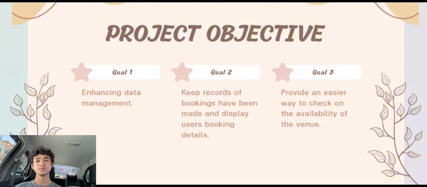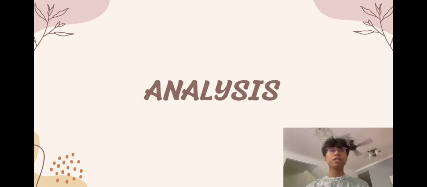Hello madam, I'm Muhammad Idan Kimi. I will be presenting the IPO, Input Process Output, model for our venue booking system. This system is designed for three types of user: student, lecturer, or staff; outside organizer; or admin.